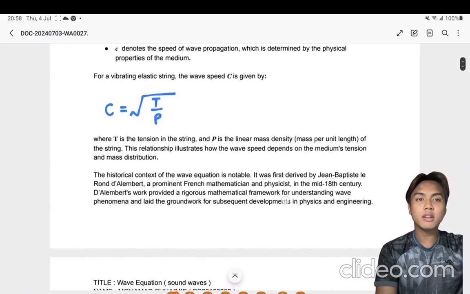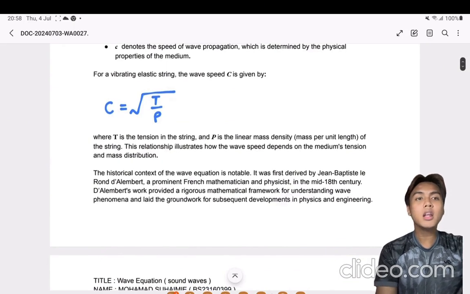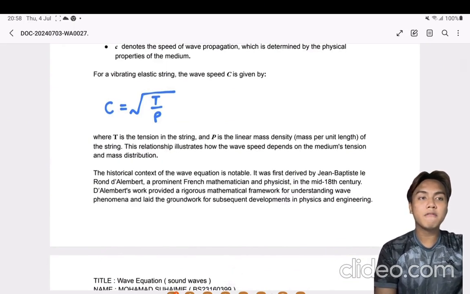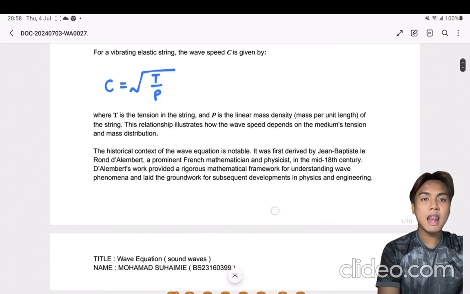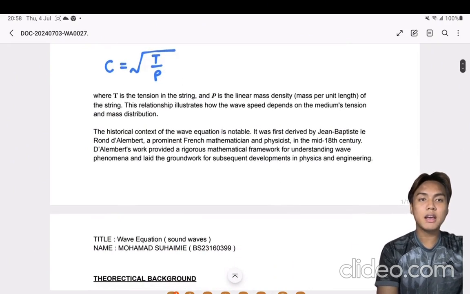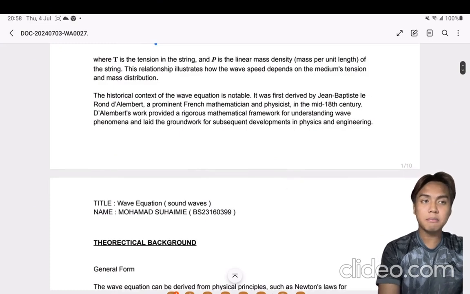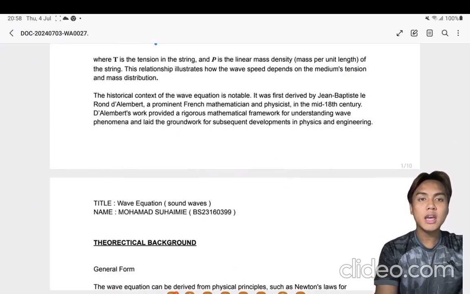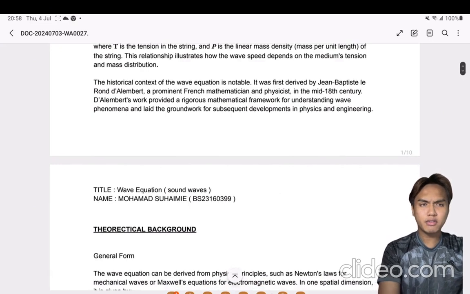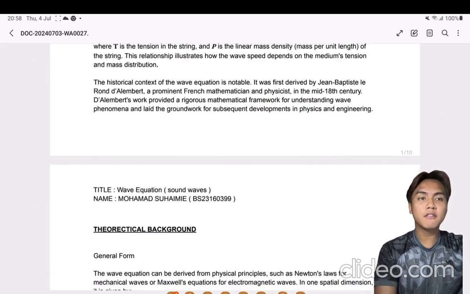The historical context of the wave equation is notable. It was first derived by Jean-Baptiste le Rond d'Alembert, a prominent French mathematician and physicist in the mid-18th century. D'Alembert's work provides a rigorous mathematical framework for understanding wave phenomena and laid the groundwork for subsequent developments in physics and engineering.